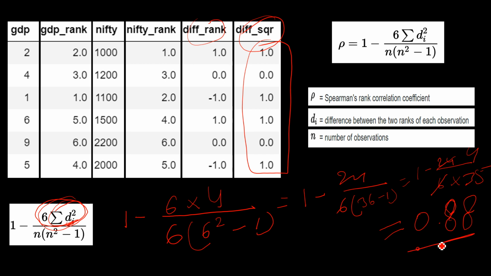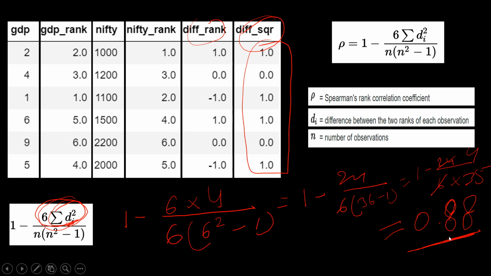I'll just write it like this, right? So this is the Spearman correlation coefficient for these two variables, GDP and Nifty. So this is pretty simple. All that you need to do is find the rank for both of the variables, then find the difference between these two ranks, and then get their square value and sum them up, multiply it by 6 and then divide it with this particular thing. You will get the answer.